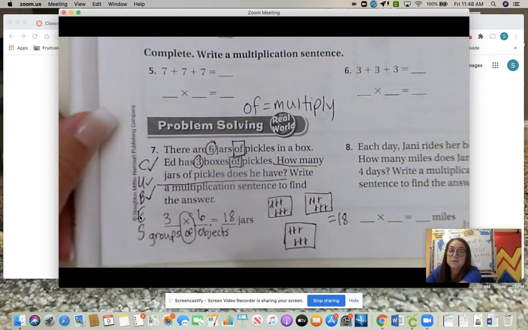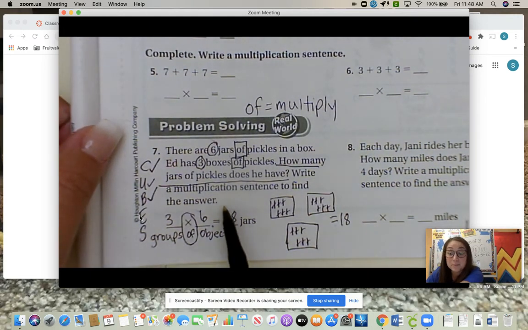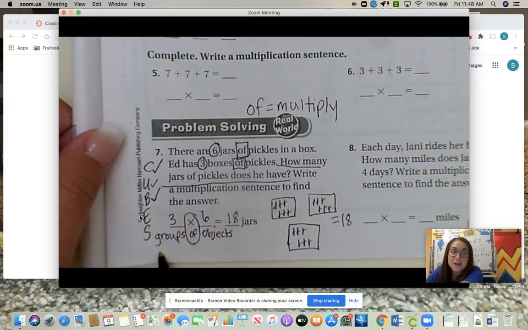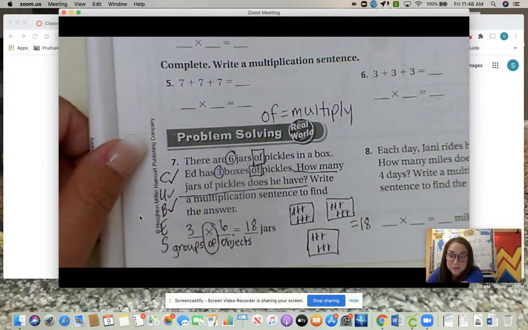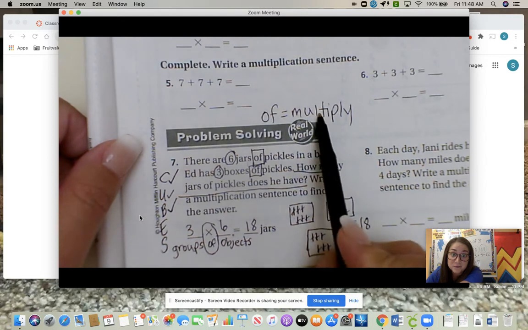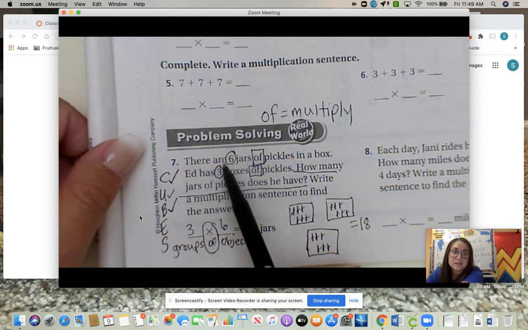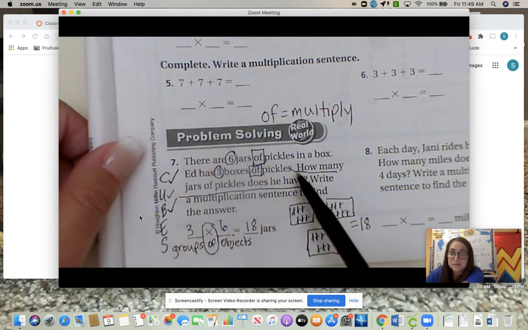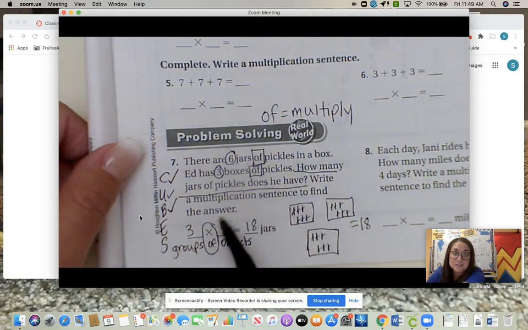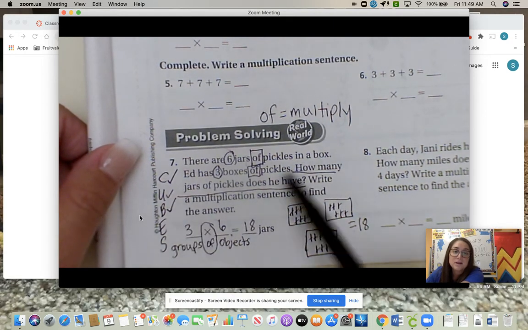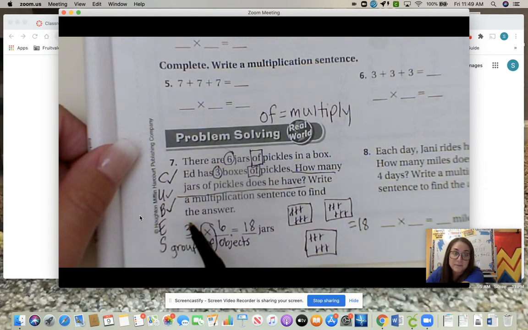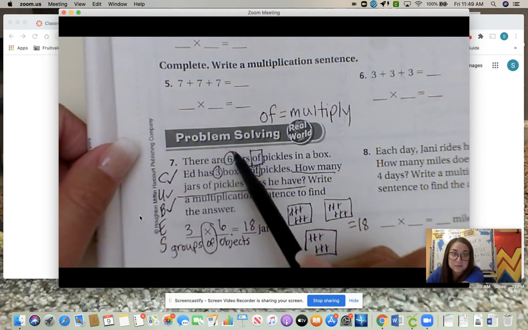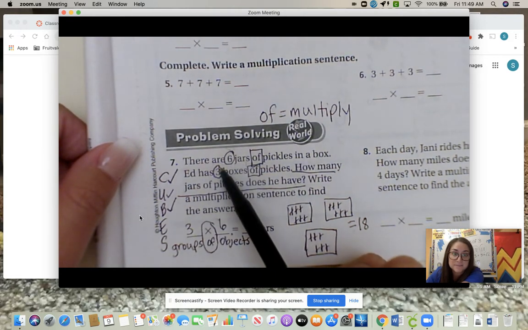And then I'm going to go over this problem with you, number 7. So we now are into cubes because I told you our new math verb is of. Of equals multiply. So there are 6 jars of pickles in a box. Ed has 3 boxes of pickles. How many jars of pickles does he have? Write a multiplication sentence to find the answer. So we want to underline the question. How many jars of pickles does he have? Circle our math verbs, circle our key numbers. We have 6 jars and 3 boxes.